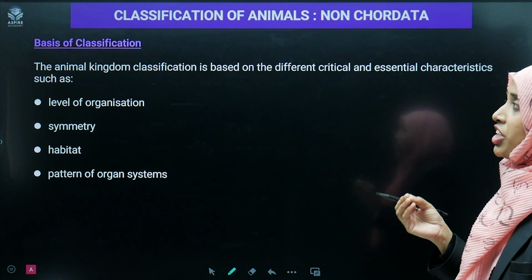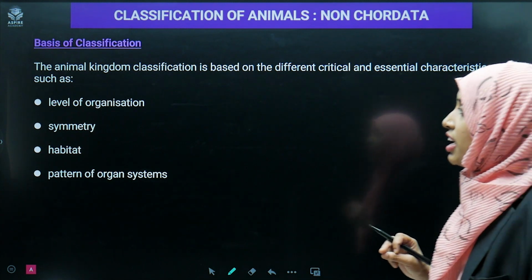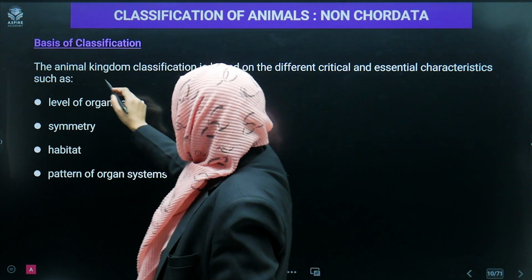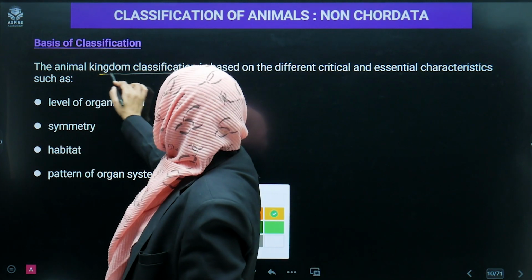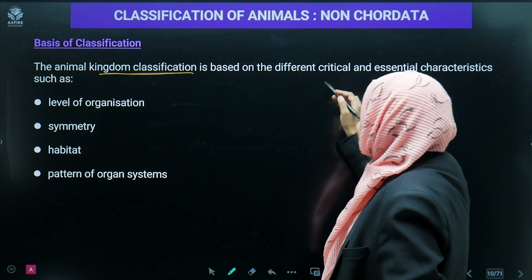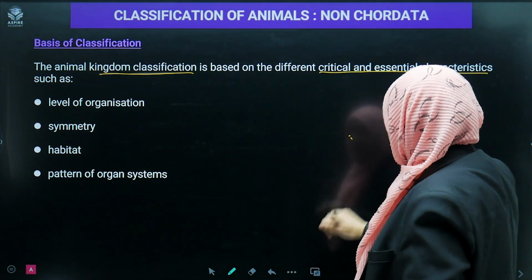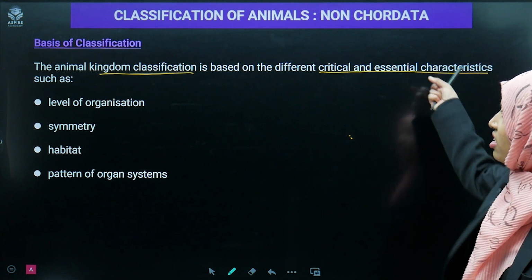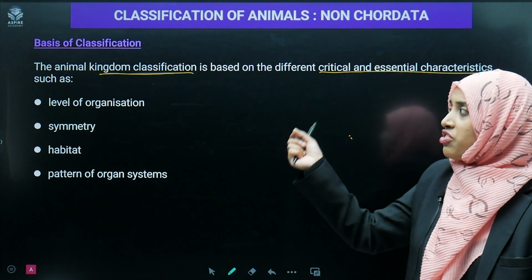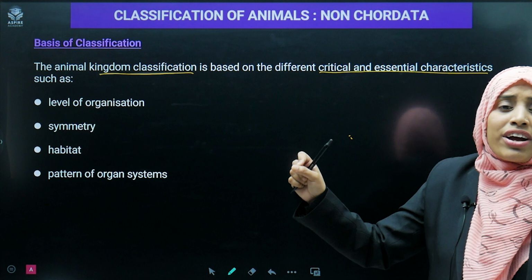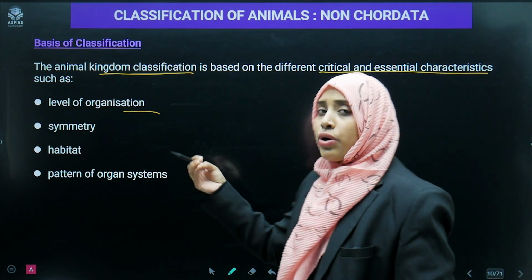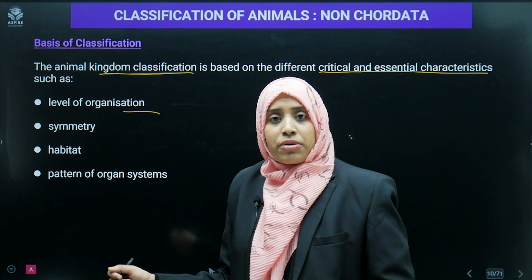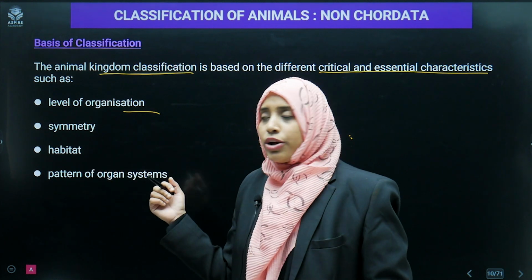Basic of classification, किस basis पे classify किया गया है organism को. So the animal kingdom has been classified. Okay, kingdom animal has been classified based on the different critical and essential characteristics. What are the different characteristics on which we are classifying? Firstly, level of organization कैसा है, cellular है, tissue है, organ है, organ system, grade of organization. On that basis we are going to classify.